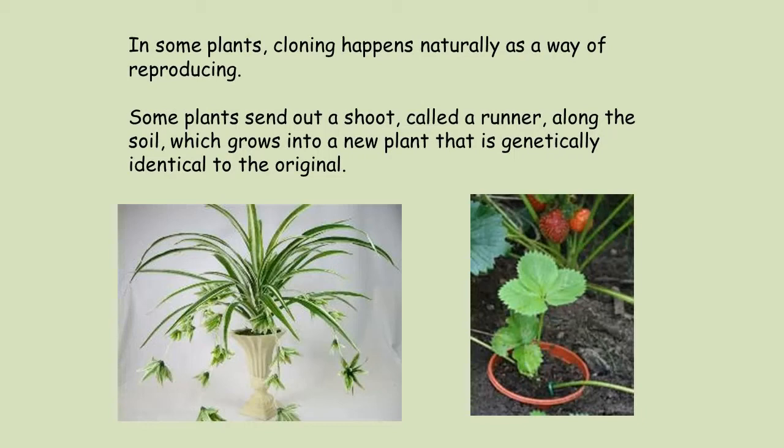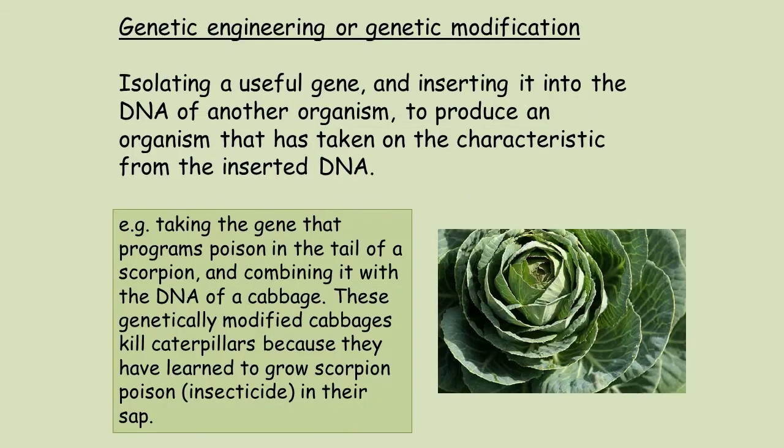And that is asexual reproduction, because the runner that grew from the original plant, embedded in the soil and separated to become the new plant, has exactly the same DNA as the original plant, so the 2 plants are clones of each other. Okay, we're going to talk now about genetic engineering or genetic modification.